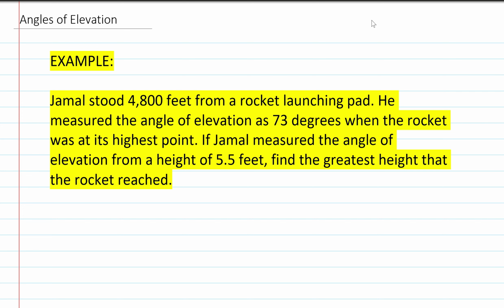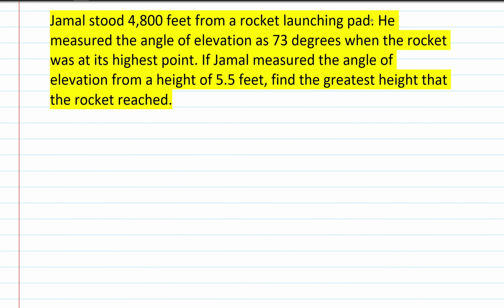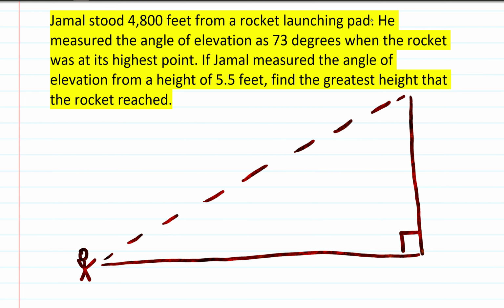If Jamal measured the angle of elevation from a height of 5.5 feet, find the greatest height that the rocket reached. So let's go ahead and take a look at this. I'll first want to make a diagram of what's occurring here. So we have Jamal standing there, and he's looking up. And we have created a right angle.